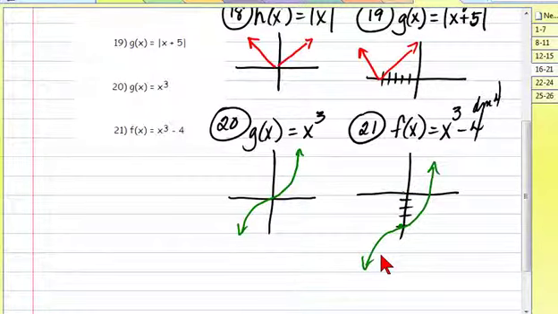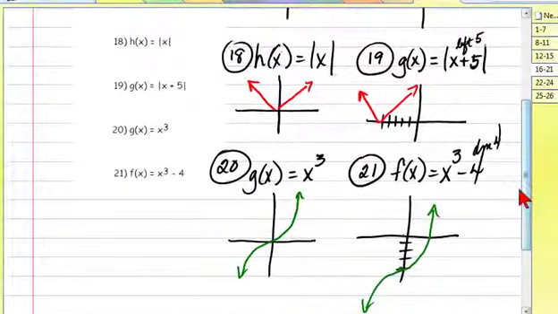Anybody have a question on the transformations? When you add or subtract something on the outside of the function, it always causes a vertical change, and the sign tells you which way it goes. Anytime you add or subtract inside the function, in the parentheses, in the absolute values, in the square root, then it affects it horizontally, the opposite direction of what the sign says.